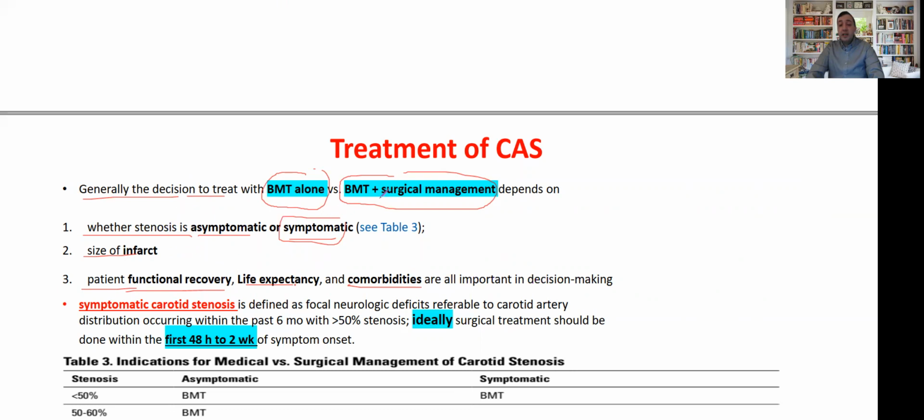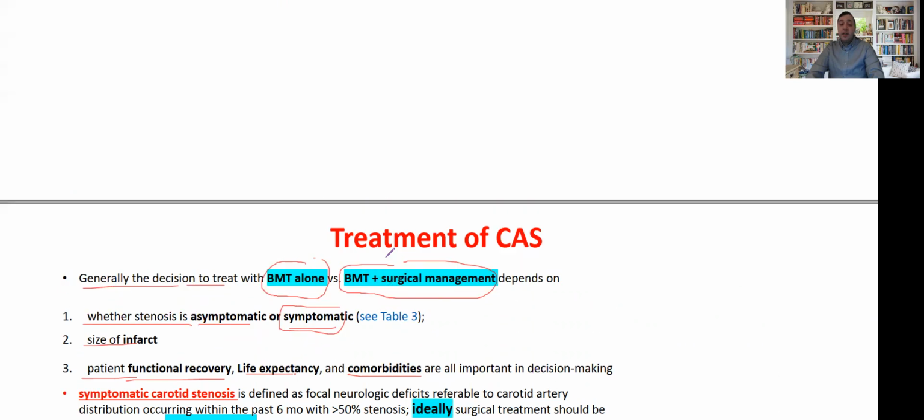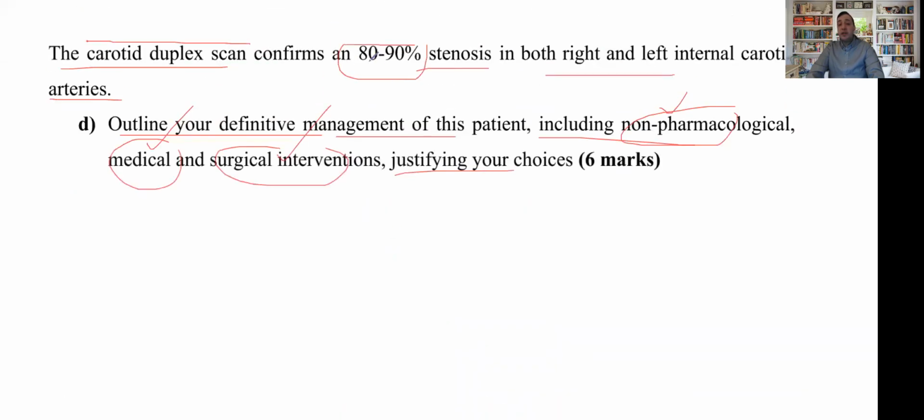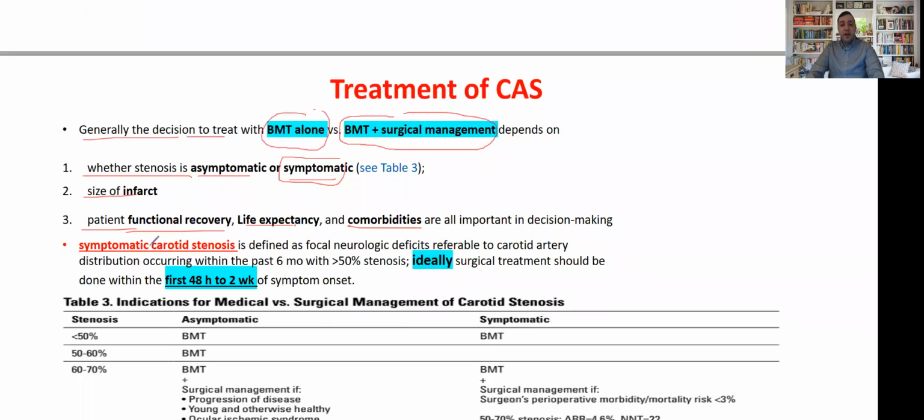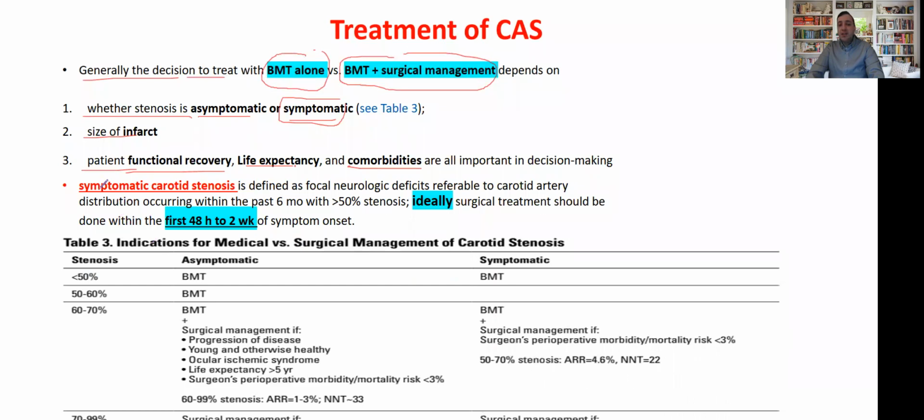The other thing you have to mention is the degree of stenosis, which here is mentioned in the stem of the question as 80 to 90%. So he has severe stenosis. What's the definition of symptomatic carotid stenosis? Symptomatic carotid stenosis is defined as a focal neurological deficit referable to the carotid artery distribution occurring within the past 6 months with more than 50% stenosis. This is the definition of symptomatic carotid stenosis.